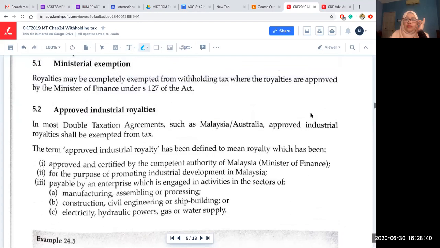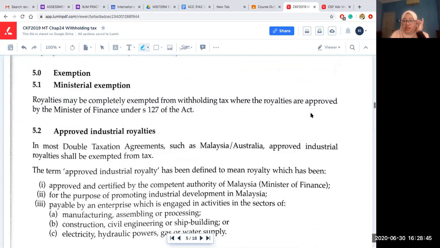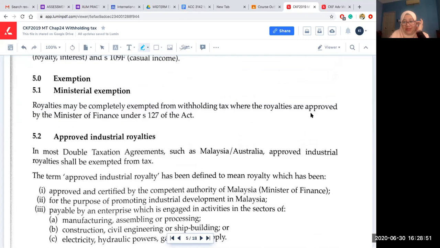But of course, in your exam, normally there's no such thing as exemption. If I give you a topic on withholding tax, definitely you have to pay, right? Definitely it's subject to withholding tax. Most likely, yeah?